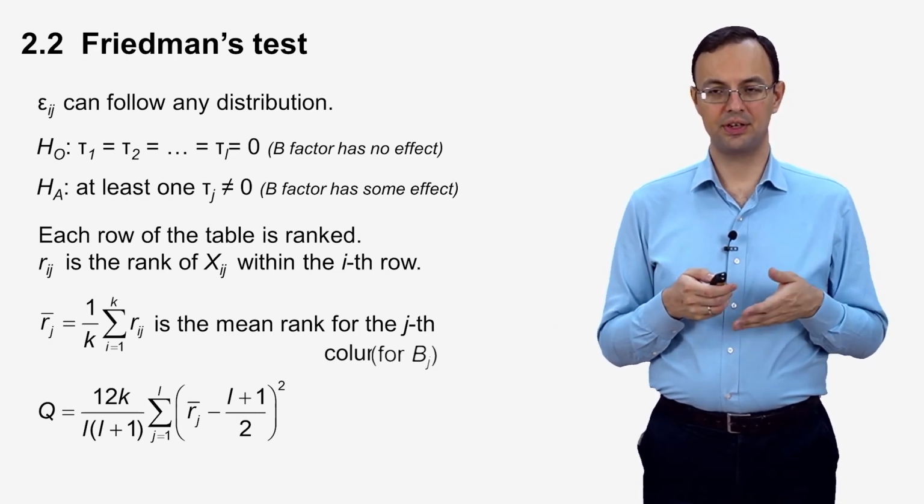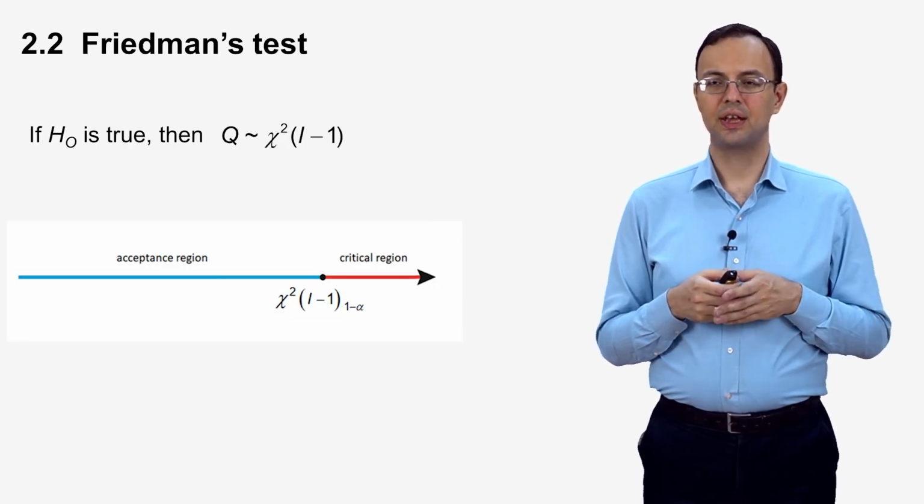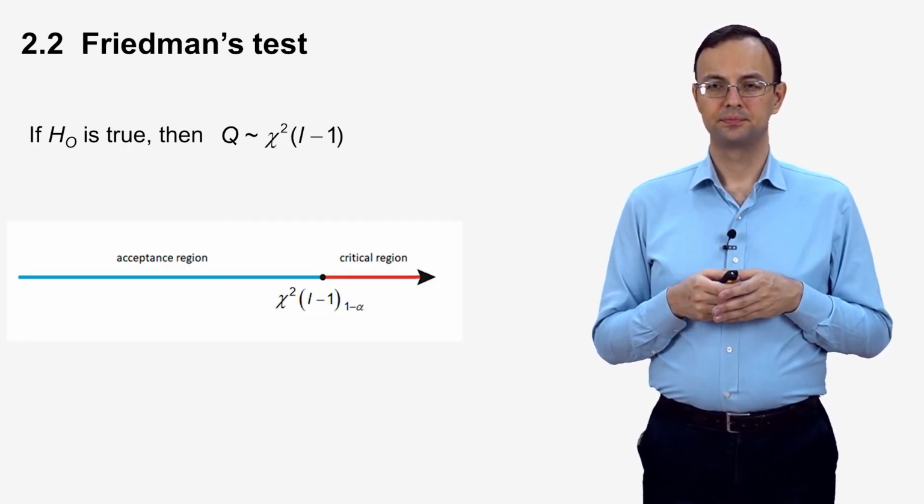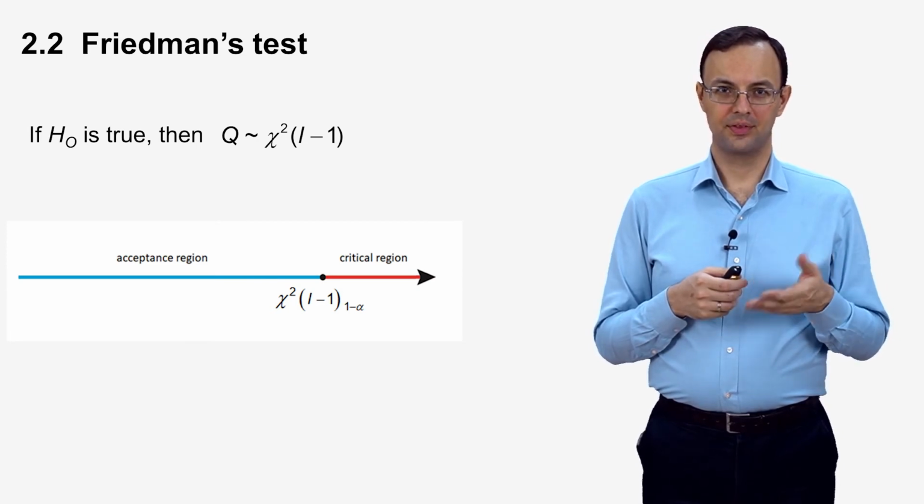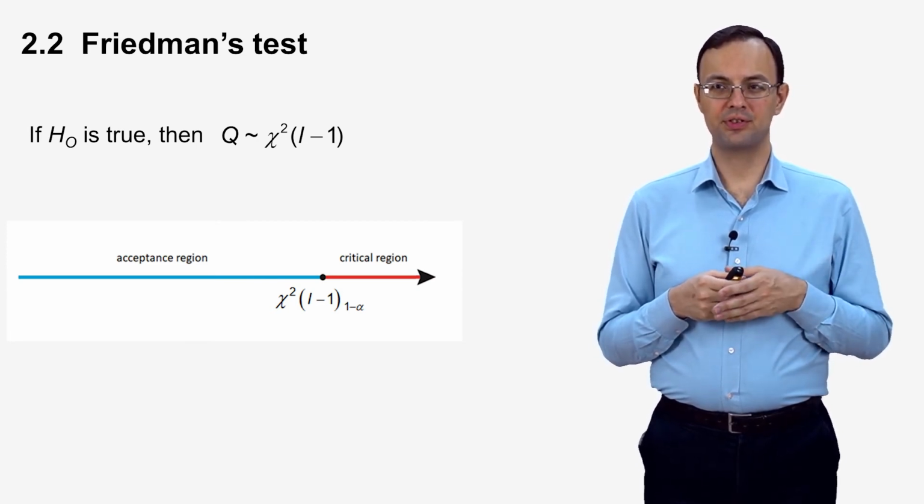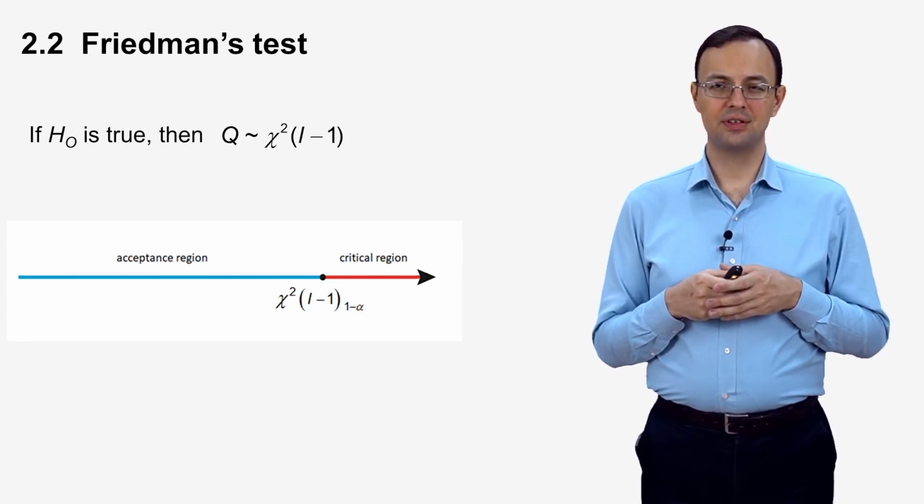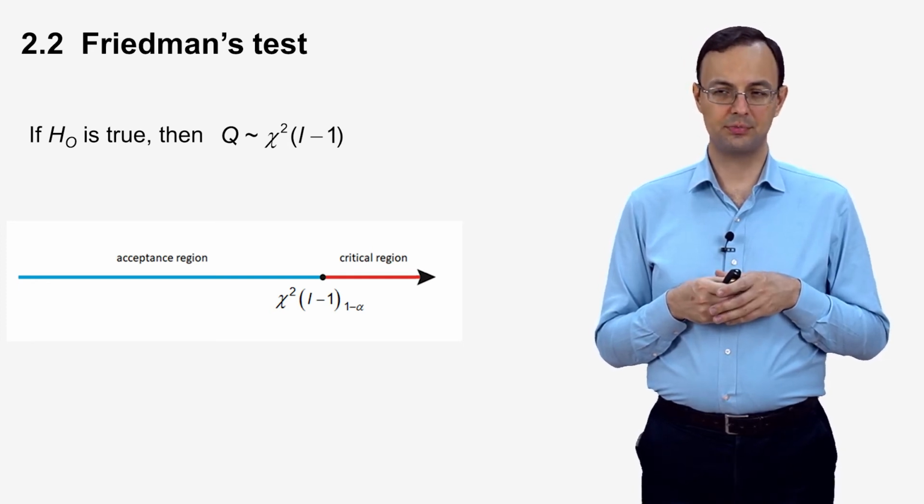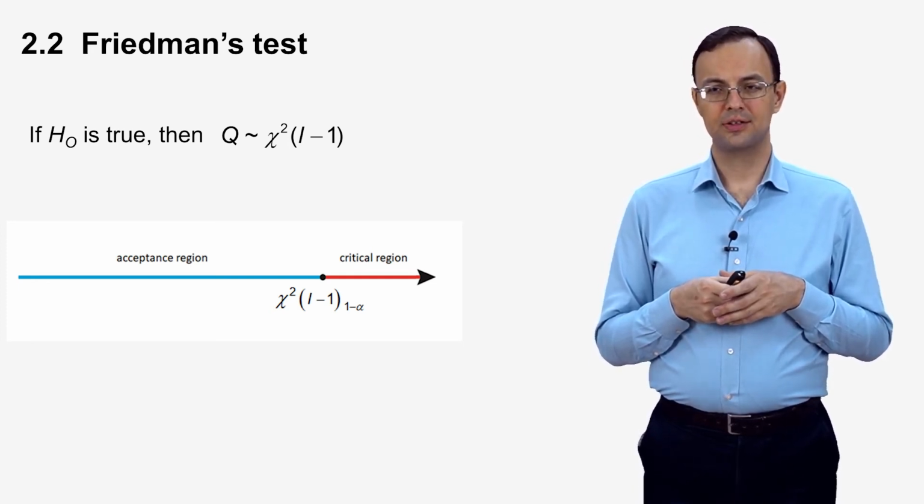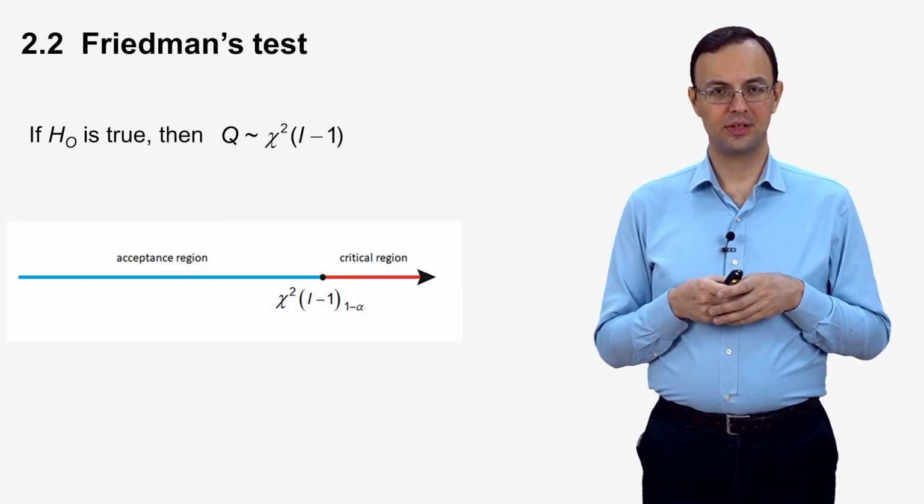And if the variation is big enough, then this is in favor of the alternative hypothesis, and so we also have a right-tailed critical region. And as in the Kruskal-Wallis test, here the test statistic also follows a chi-square distribution, with L-1 degrees of freedom.